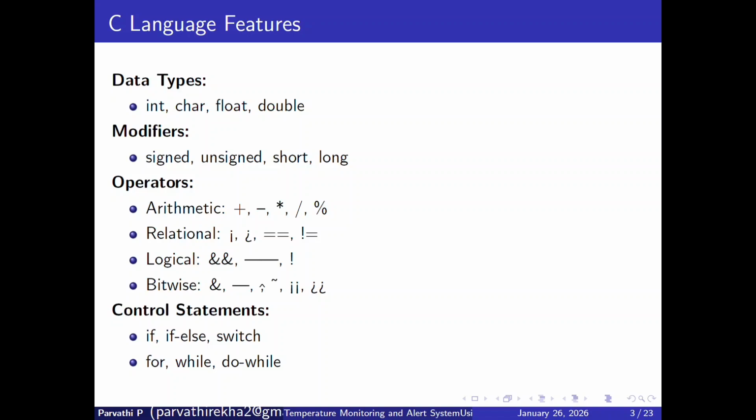Next, we also learned about modifiers. There are signed, unsigned, short, and long. The unsigned modifier is used in embedded systems to represent positive values only, like raw sensor and digital counts.